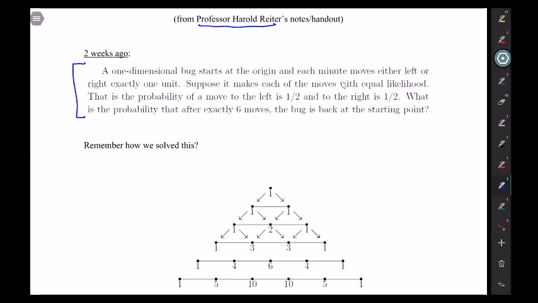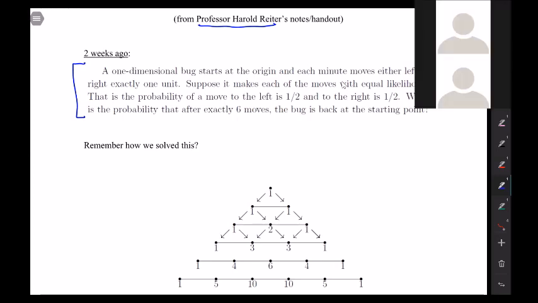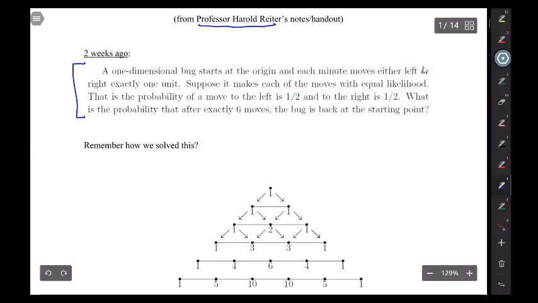Two weeks ago, we answered this question: if you have a bug which starts at the origin, and each minute it either moves left or right with equal probability, what is the probability that after 6 moves the bug is back at the starting point?